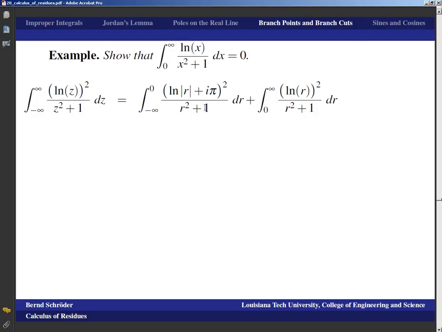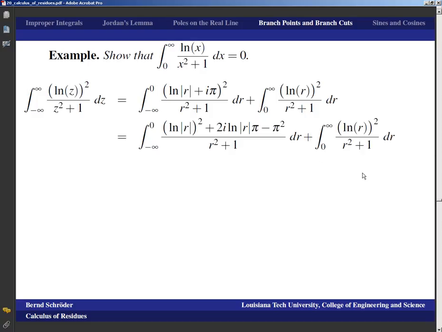So that looks very much like the integral that we have over here, which is the integral from 0 to infinity of ln r squared over r squared plus 1. The only difference is the iπ, but that's going to make a big difference in the long run, because notice, well, we've got a square here and we don't have a square here, so something ought to give still. Well, this is the integral from negative infinity to 0. We just work out the square: ln |r| squared plus 2i ln r π minus π squared divided by r squared plus 1.